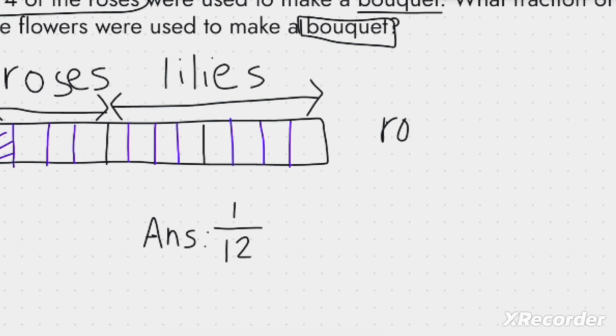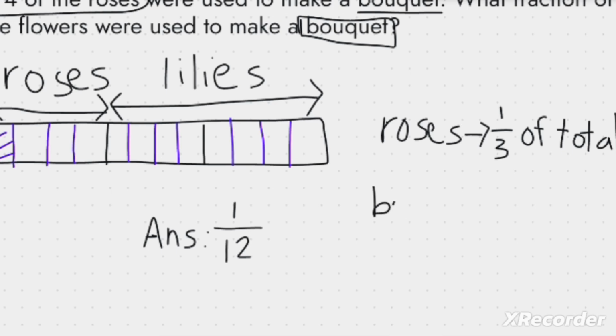Now, if I want to indicate this as equations without using the model method, what am I trying to say? First thing, when I drew my model, I know that roses is 1/3 of the total. Another piece of information that is given to me is that the bouquet is made up of 1/4 of the roses.